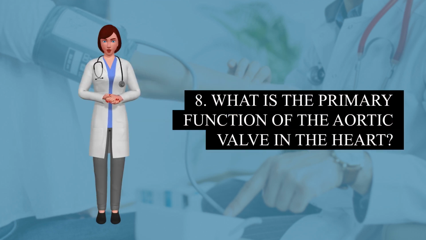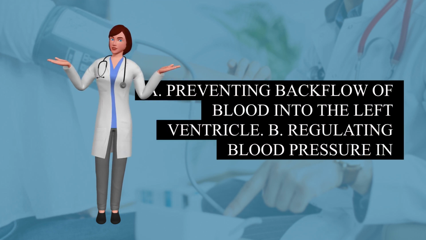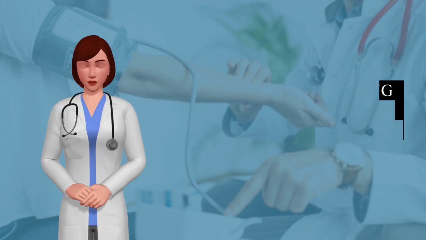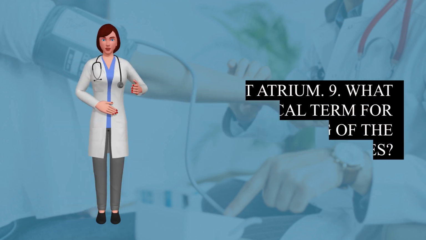8. What is the primary function of the aortic valve in the heart? A. Preventing backflow of blood into the left ventricle. B. Regulating blood pressure in the aorta. C. Controlling blood flow to the lungs. D. Assisting in the contraction of the right atrium.